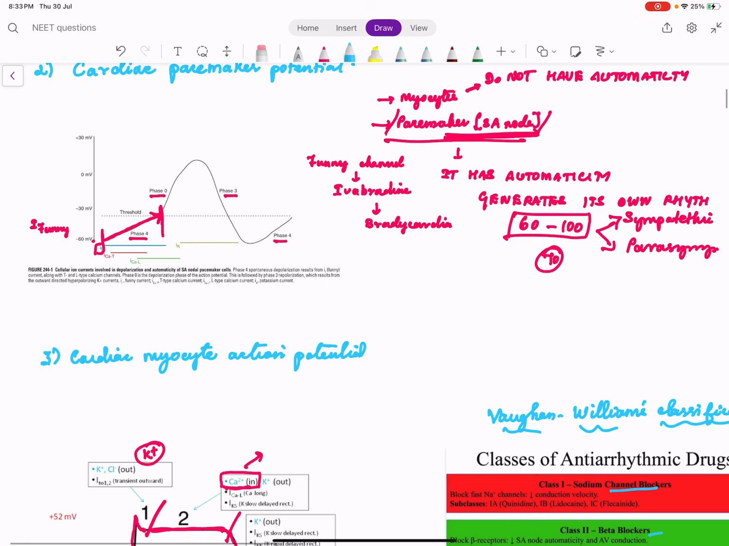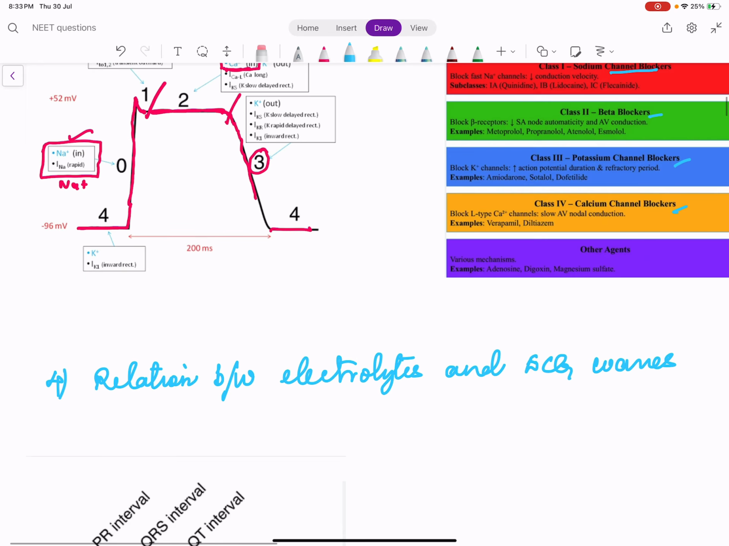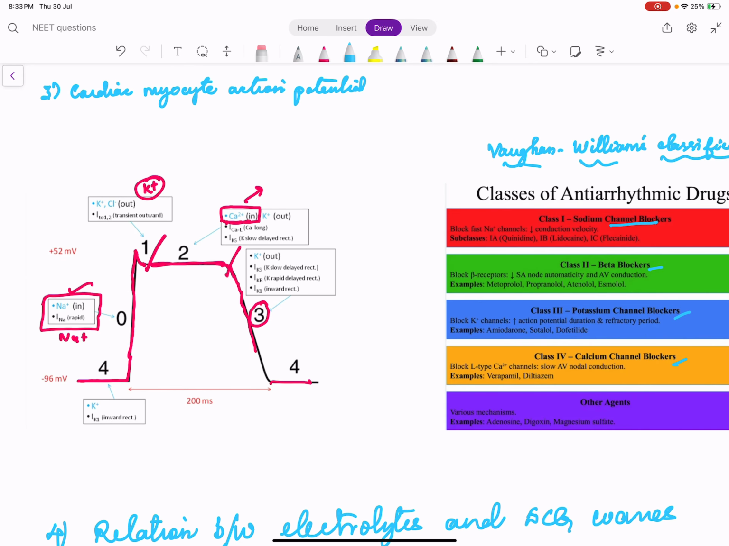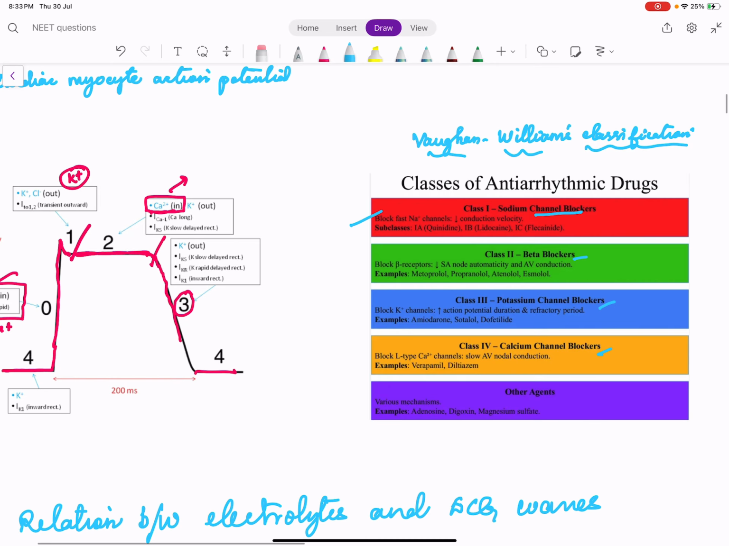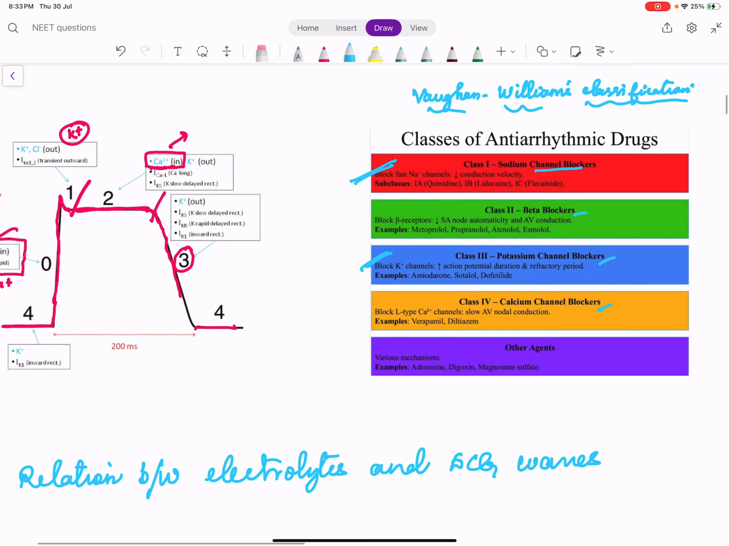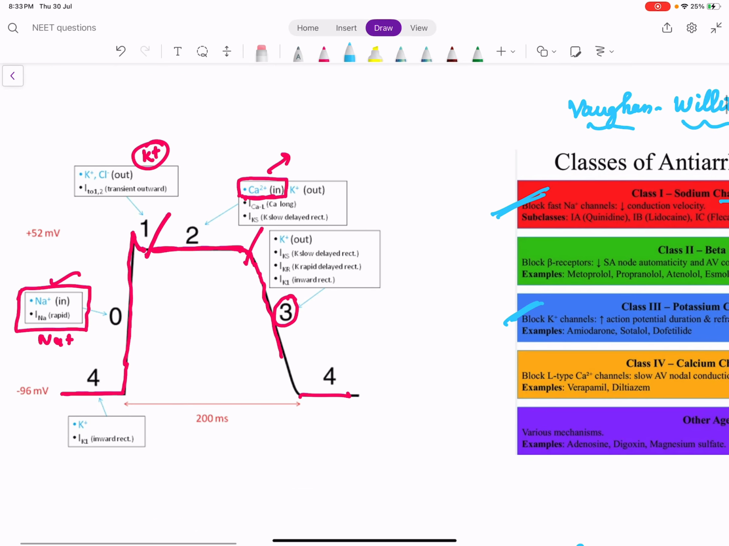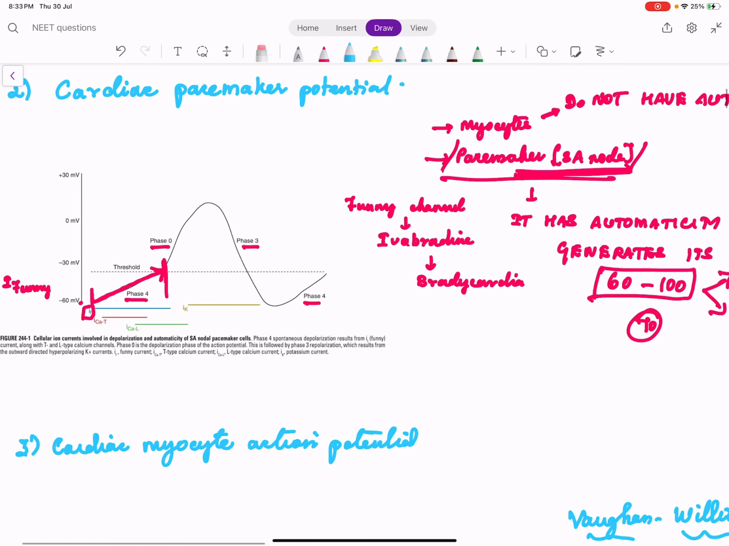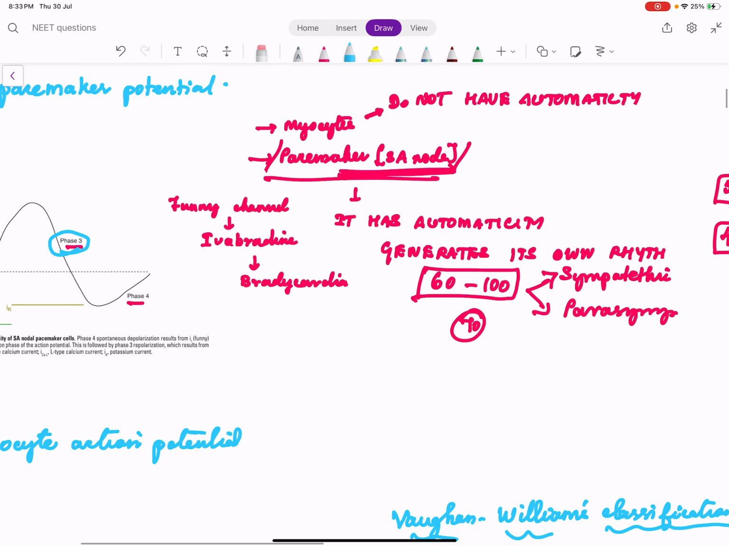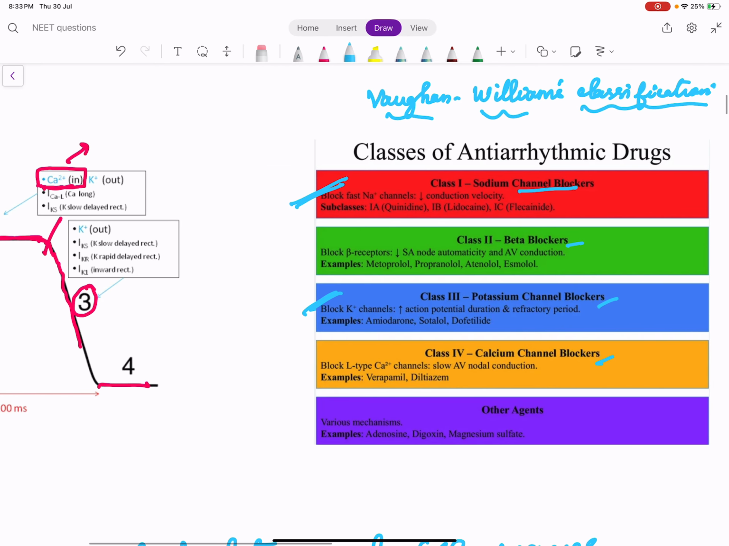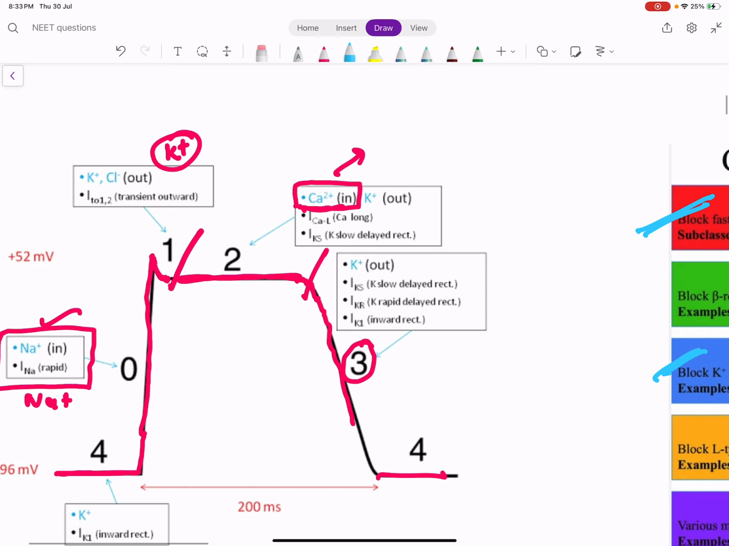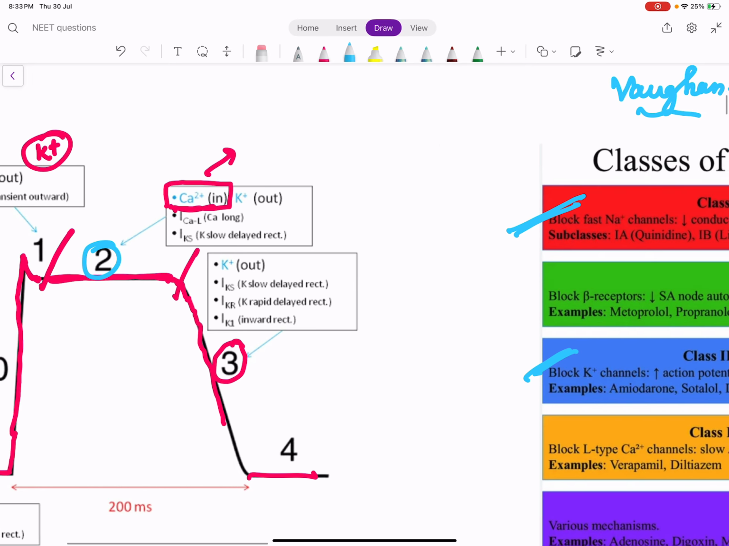If you see, sodium comes in phase 4 and phase 0 in both these action potentials. So that is the role of the sodium channel blockers. Where does potassium come in here? Potassium is very important for repolarization, whether it is phase 1 or phase 3, so in phase 3 in the cardiac action potential, there comes potassium. And where does calcium come in? Phase 2 is mainly mediated by calcium.